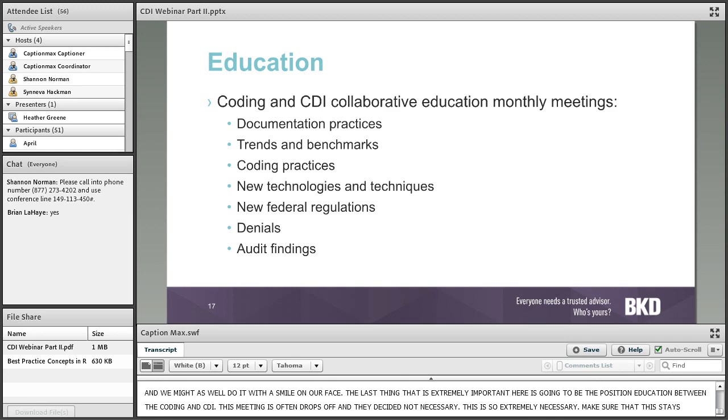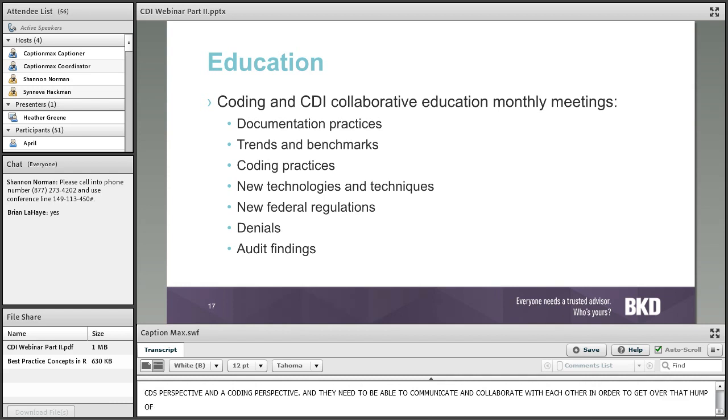And the last thing that is extremely important here is going to be the education between the coding and the CDI. This meeting often drops off. They decide it's not necessary. This is so extremely necessary. Make sure this stays on task. They need to meet. They need to collaborate. They need to be working together.